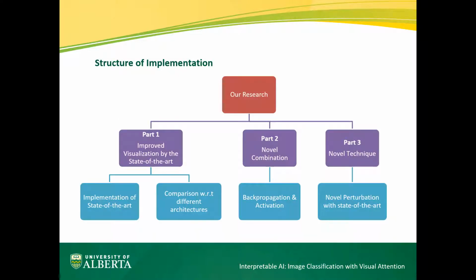Our research is divided into three parts: implementation of state-of-the-art techniques in the original classifier and comparing the results in state-of-the-art classifiers like Xception and Inception V3. Secondly, a novel combination of a backpropagation method called integrated gradients with the class activation technique to improve the localization of integrated gradients. And thirdly, a novel technique to improve the saliency map generated by the state-of-the-art class activation techniques to make it more fine-grained, class discriminative, and better human interpretable.